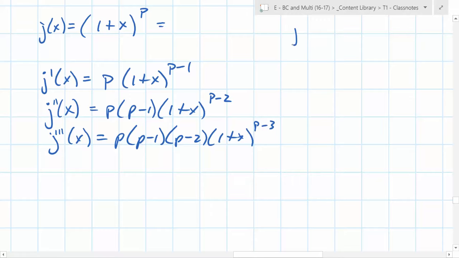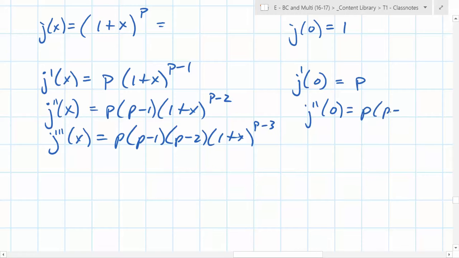So what is j of 0? No. Plug in 0 for x here. What do you get? 1. 1 to the p is 1. Okay, what's j prime of 0? What is it? Zero. Is it zero? Well, because you're plugging in 0 for x, right? So what does it come out to be? P. What's j double prime of 0? P times p minus 1. And what's j triple prime of 0?